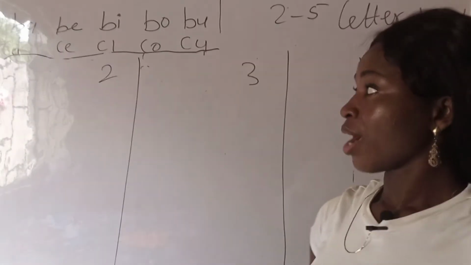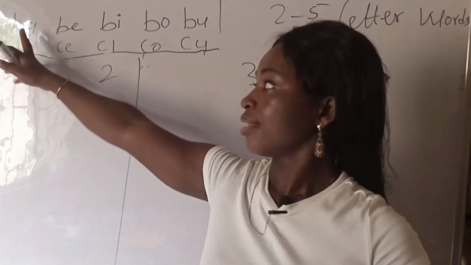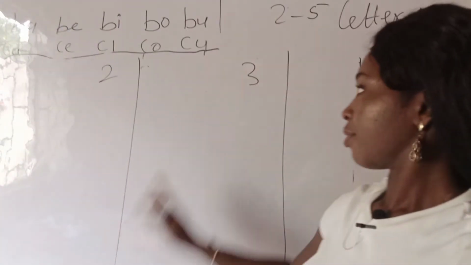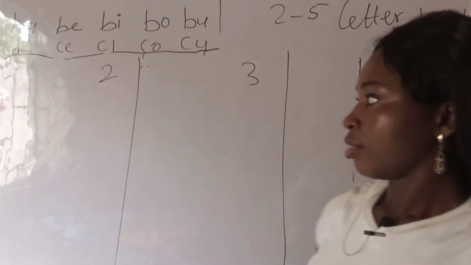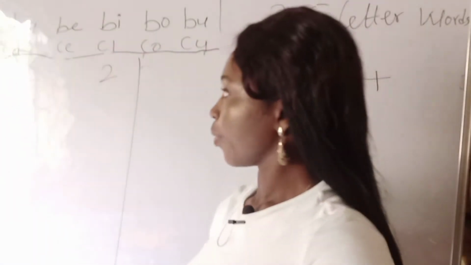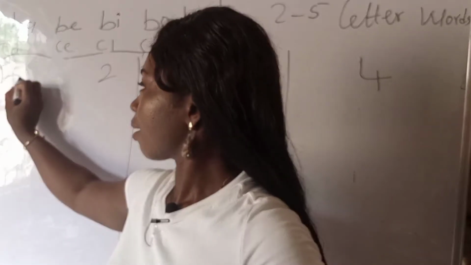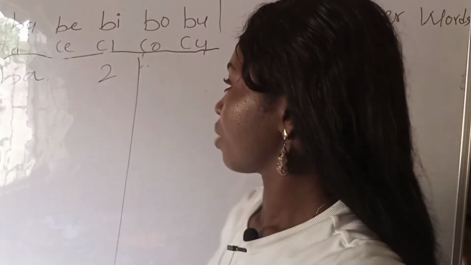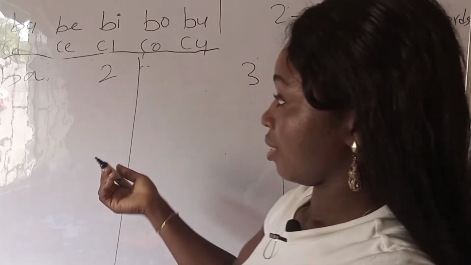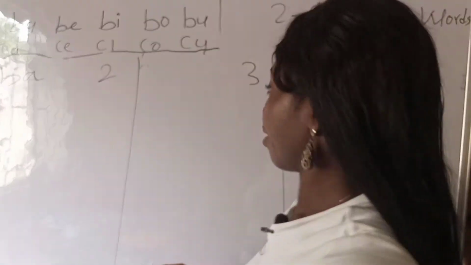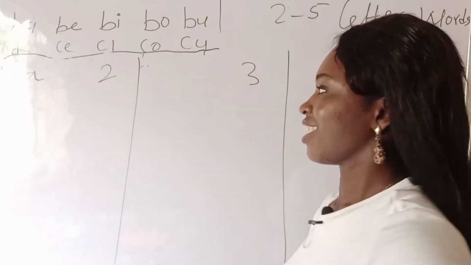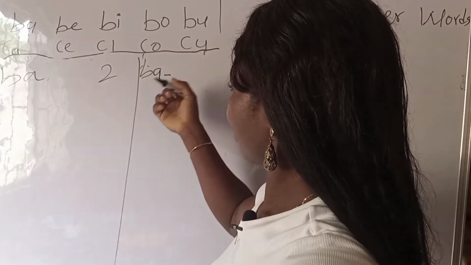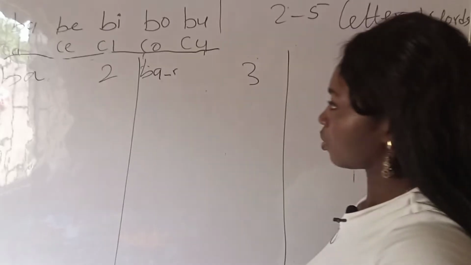On this stage, we are going to be combining, adding letters to this to give us two-letter words, three or four. So let's begin with BA, which is the ba. Okay, the ba is already our two-letter word. Let's say it in your local language. So we have ba plus C R. We have what we call ba.